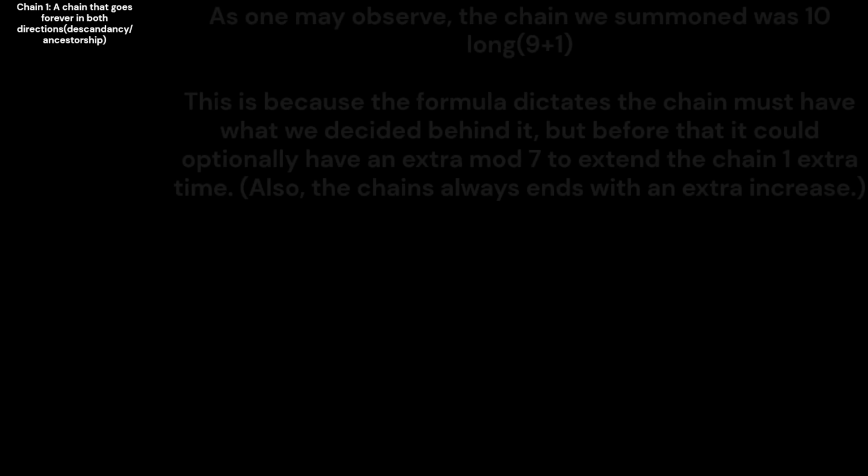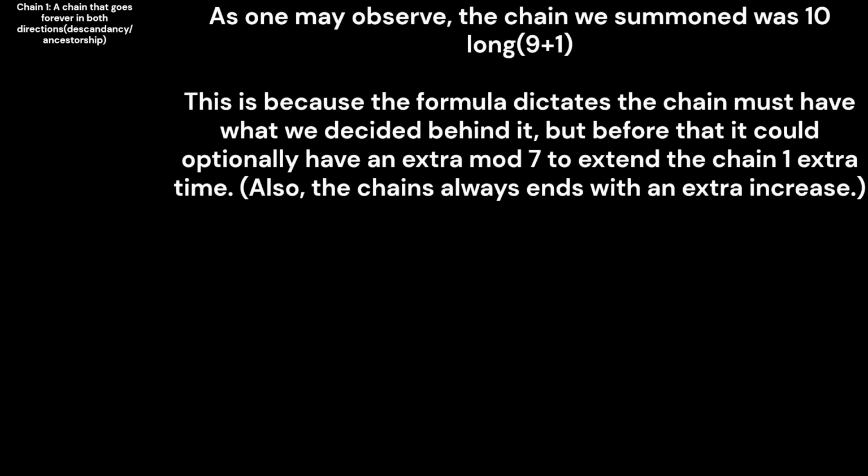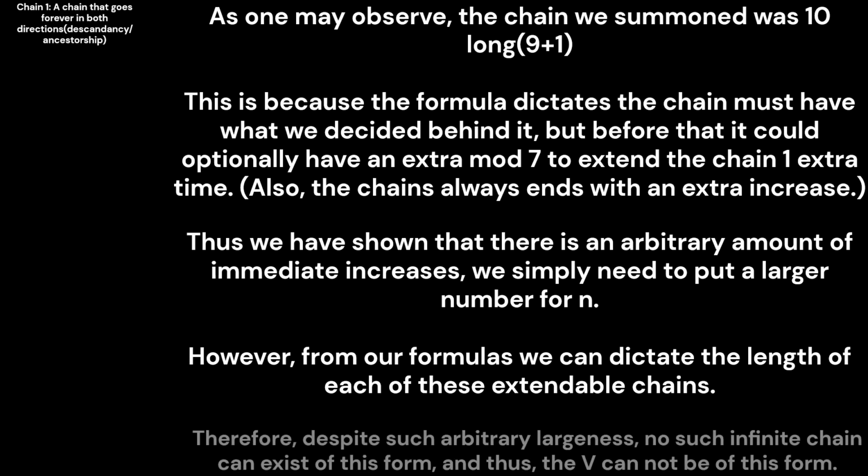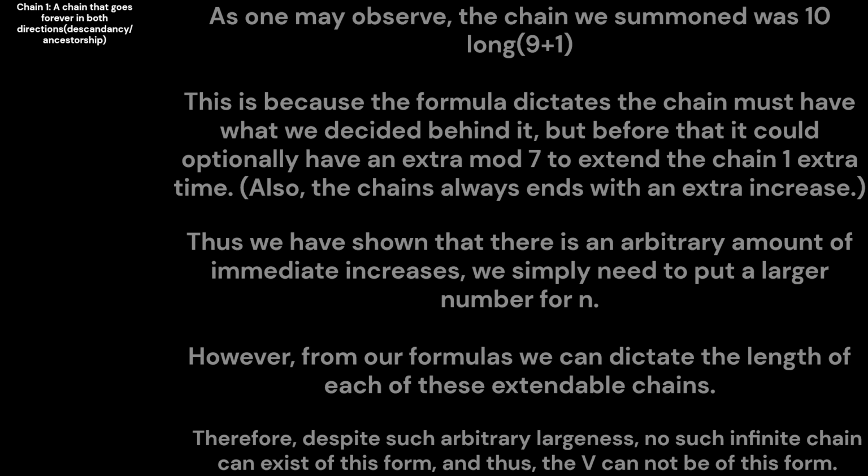We can observe this chain was plus 1 longer than expected. This is because the chain may optionally start with an x mod 12 equal to 7. Thus we have shown our algebraic solution was done correctly, and therefore we can choose an arbitrarily large n to get an arbitrarily large chain of immediate increases. But because we have defined all the values by their integer length, despite their arbitrary largeness, they are still finite. Thus, the v cannot exist of this form.